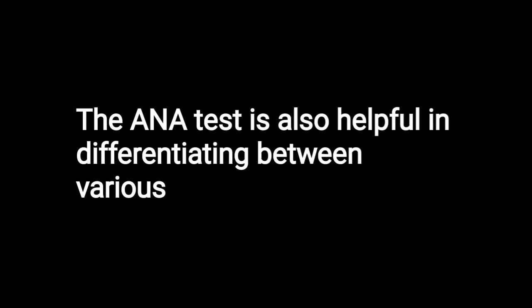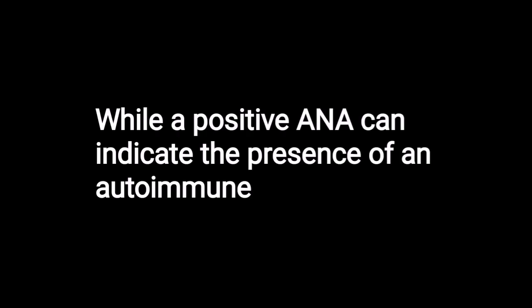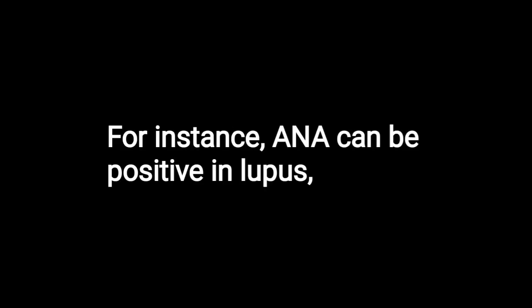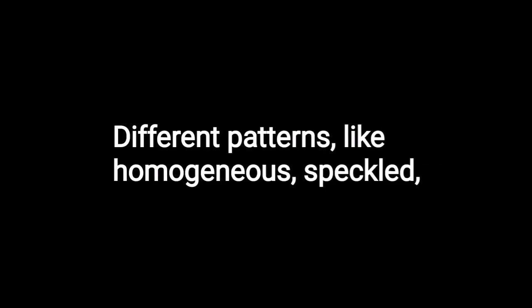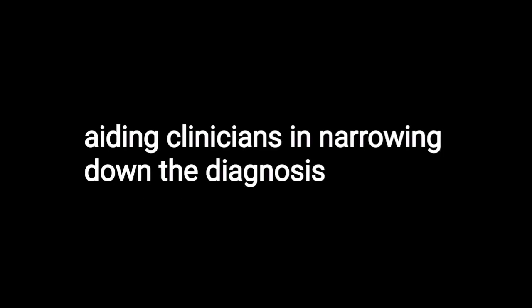Differentiating conditions. The ANA test is also helpful in differentiating between various autoimmune disorders. While a positive ANA can indicate the presence of an autoimmune disease, it is not specific to one condition. For instance, ANA can be positive in lupus, rheumatoid arthritis, scleroderma, and even in some healthy individuals. However, the pattern of the ANA can provide clues about the specific condition. Different patterns, like homogeneous, speckled, or nucleolar, can be associated with particular diseases, aiding clinicians in narrowing down the diagnosis and determining the most appropriate management strategies.